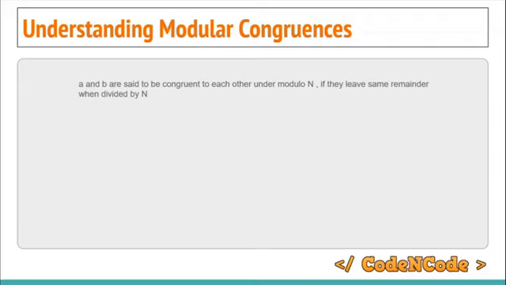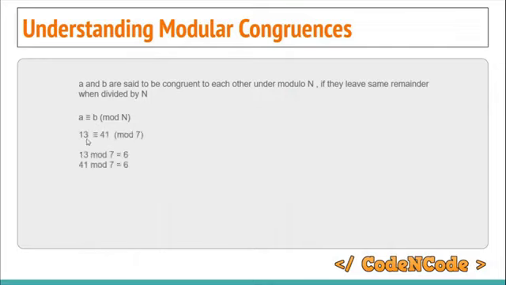In this lecture we will be studying different techniques and formulas related to modular arithmetic. The first thing that we start with is modular congruences. A and B are said to be congruent to each other under modulo n if they have the same remainder when divided by n. This is represented as A is congruent to B. The congruent sign is made up of 3 dashes. So A is congruent to B under modulo n. This is how we represent two congruent integers.